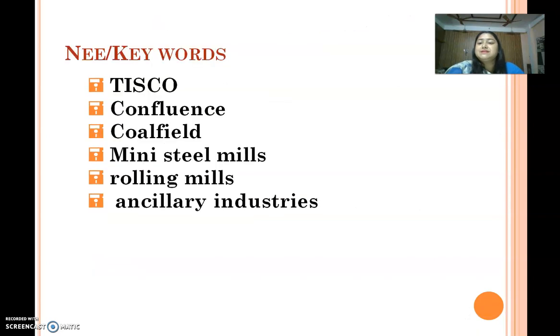So this brings us to the end of today's discussion, and I would like to end by sharing with you all the keywords which we were concentrating on today. We came to know about TISCO, then you heard the word confluence, which means meeting, then coal fields, mini steel mills, rolling mills, ancillary industries, etc. Students, I want you all to write down these words in your copies and also find out their meaning from the dictionary, and show me when your school reopens.